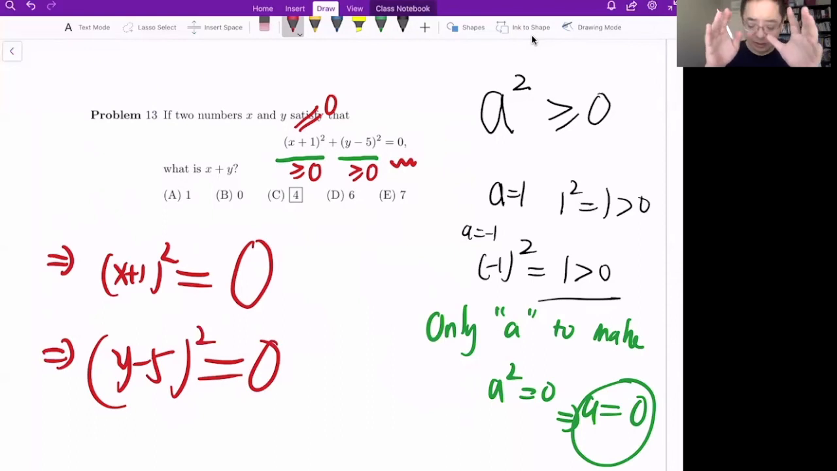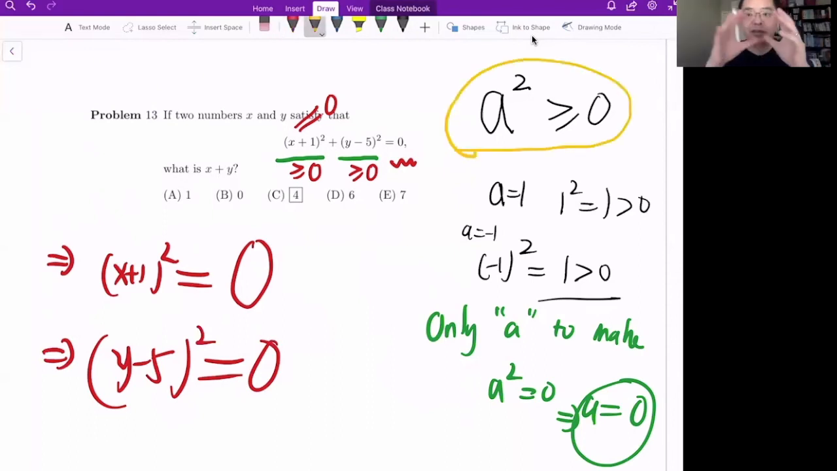So let me repeat. If you have a square of something and it is not 0, it's always positive. A positive number squared is positive, and a negative number squared is also positive. So if you add them together and you want the sum to be 0, both of them have to be 0. For a square to be 0, a has to be 0.